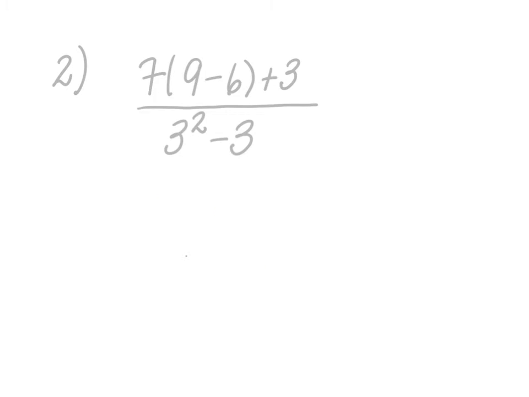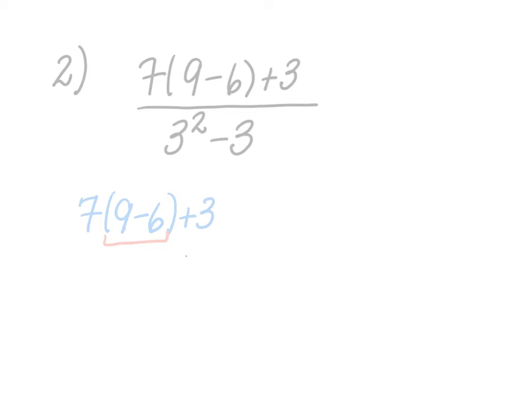Number 2, we have 6 times 9 minus 6 plus 3 divided by 3 squared minus 3. So I'm first just going to separate the numerator and the denominator and get each one of those down to one number, and then I'll do the final step of looking at that fraction. So I'm going to take the numerator, which is 7 times 9 minus 6 plus 3. So notice here that we do have a grouping symbol, so I need to get that down to one number.